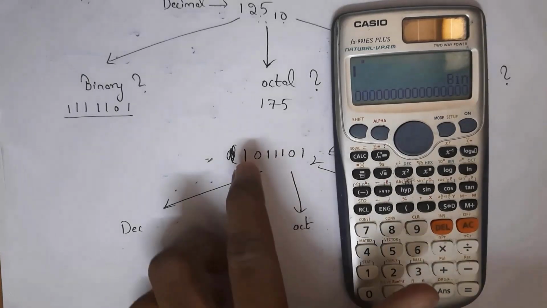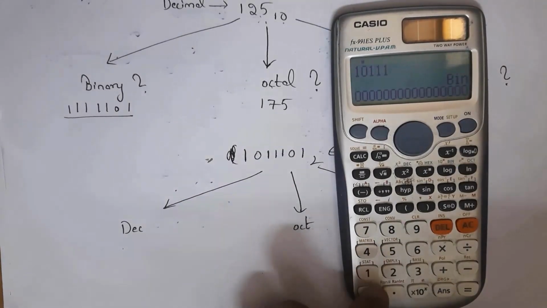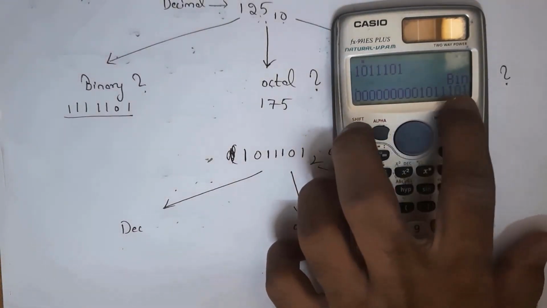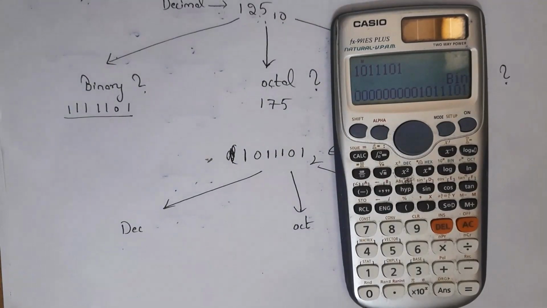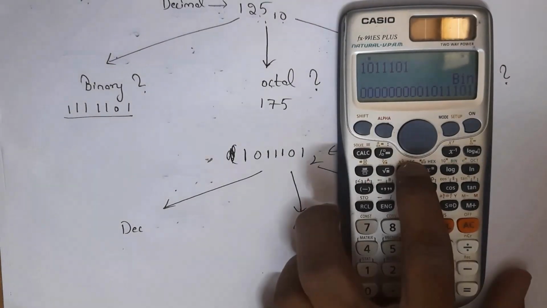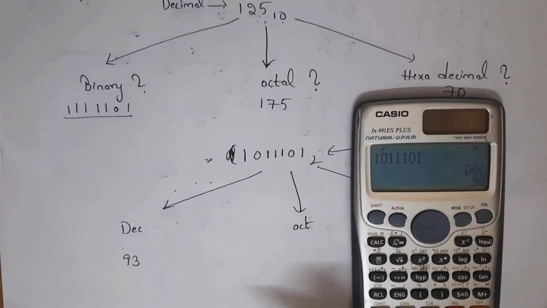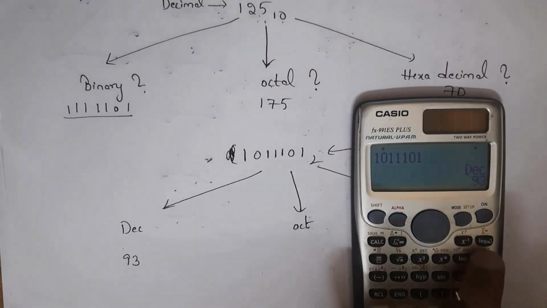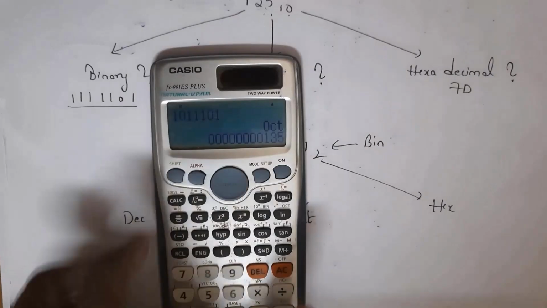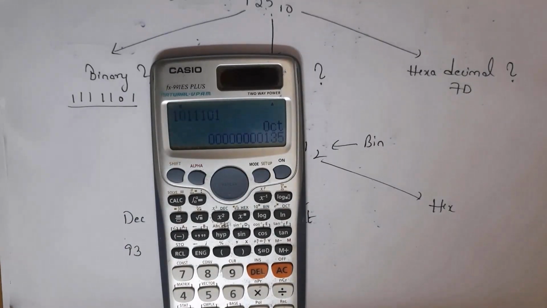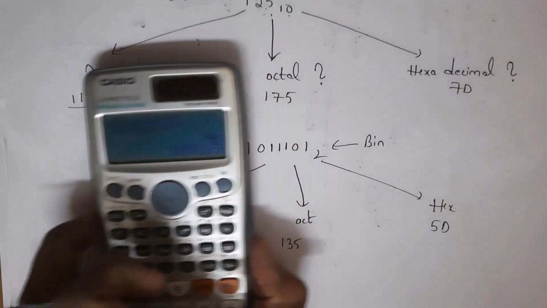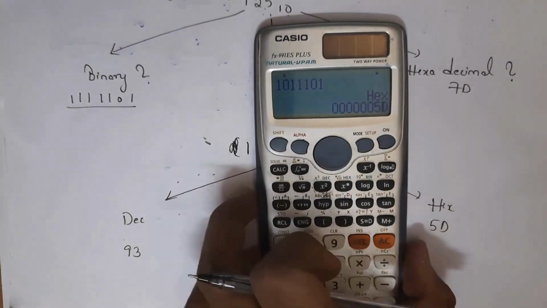Enter binary number, that is 101101 and press is equal to. Here you can see number 101101. Now I want to convert this binary number into decimal. Here you can see option decimal. So click on it. So answer is 93. So similarly, I want to convert this binary number into octal. So just click on octal. Here you can see option octal. Click on it. So answer is 135. If you want to convert this binary number into hexadecimal, here you can see hexadecimal button. Just click on it. Answer is 5D. This is how we convert a binary number into decimal, octal and hexadecimal.